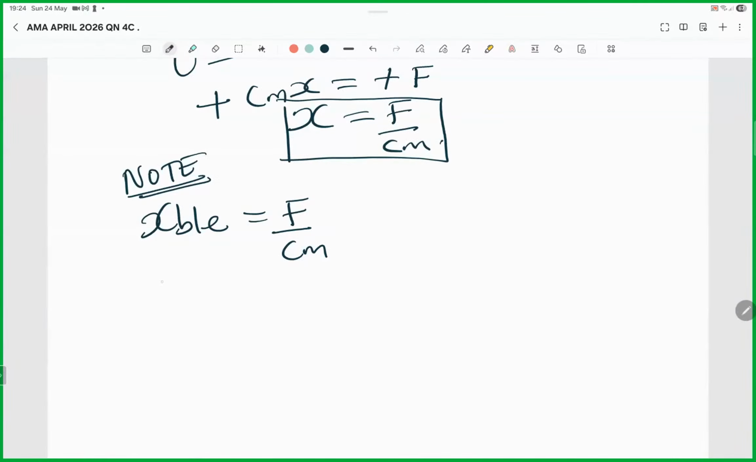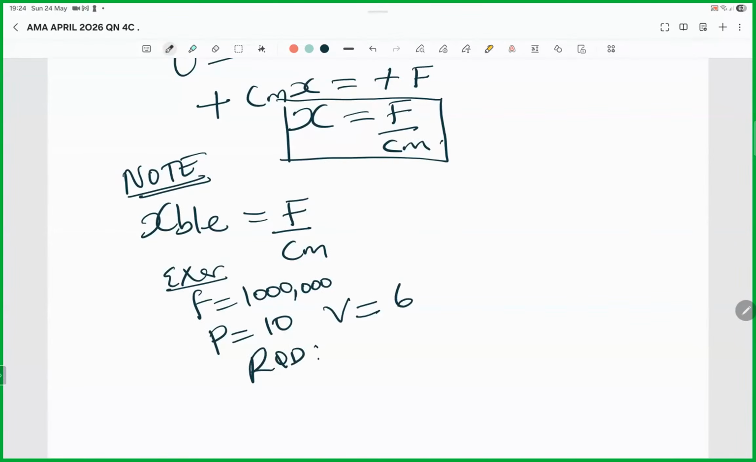And they will give you a small exercise. They will tell you fixed cost is 1 million, price is 10, variable cost is 6. You will be required to determine quantity to break even. Are you able to give me this answer? Determine quantity to break even.